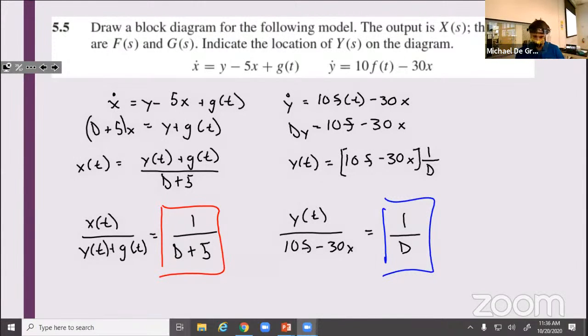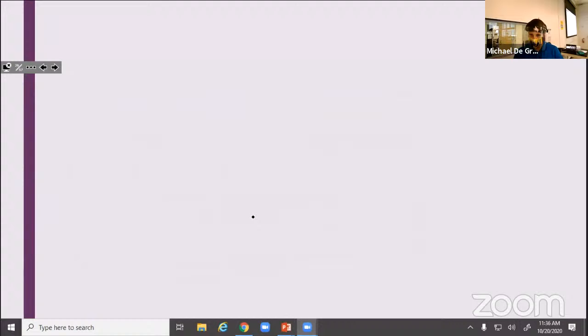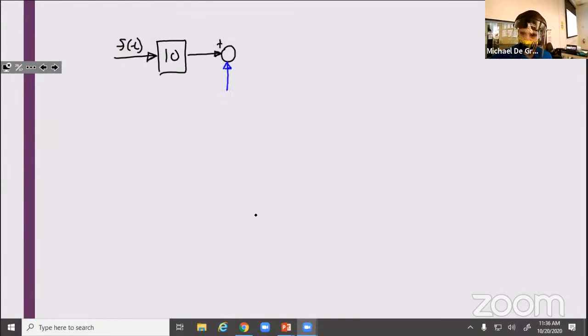I know that I'm going to have f of t. This is getting multiplied by 10, right? This goes into my summing junction. Why? For later. Well, what do we know? I know that this has to be subtracted by 30x here. We'll leave that there for now. 30x of t, I know that. We don't know how we got it, but we know that it's there.